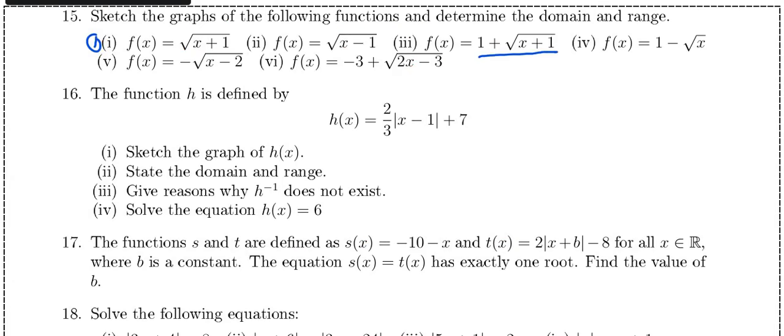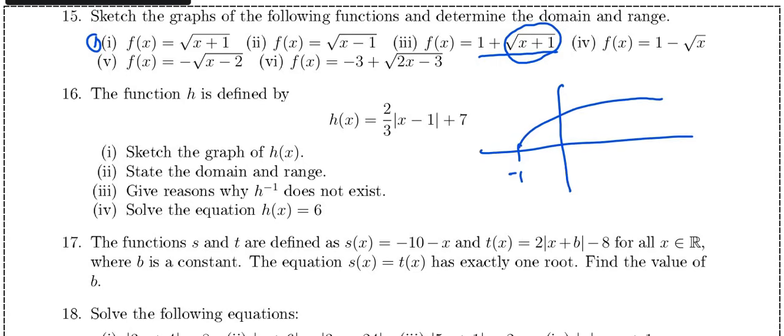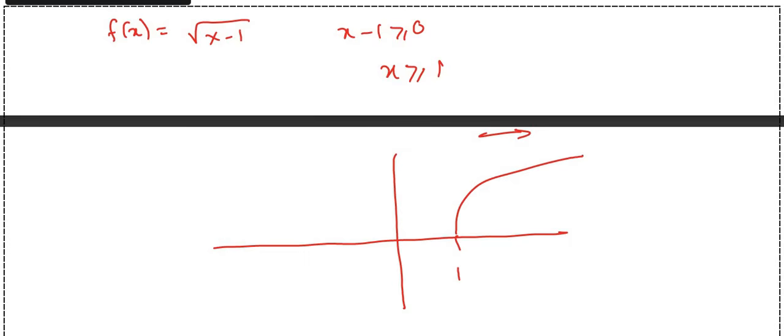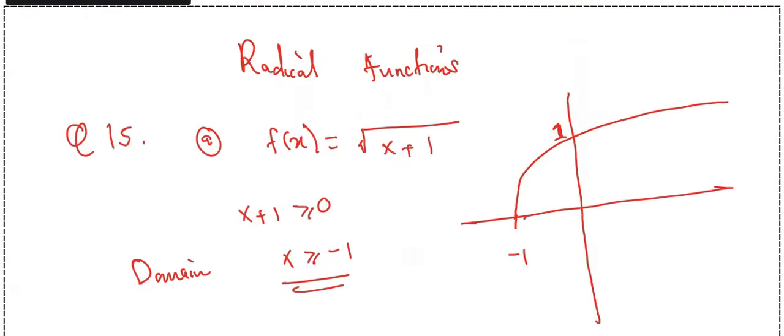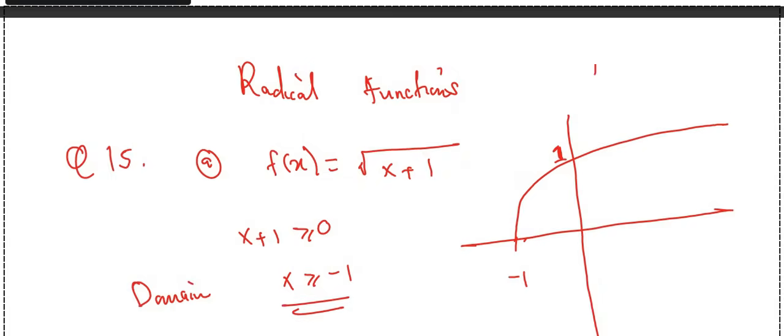Then look at number 15.3. We already did the first one here. It's located on -1 and goes like that. Then there's a +1 outside. If there's a +1, it simply means we move the graph one step up. Let me go back to the original graph. So this has to move up by 1 step.